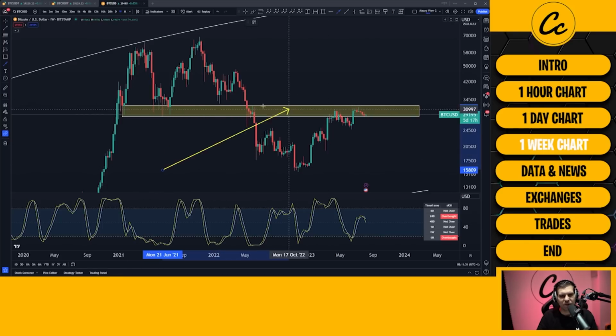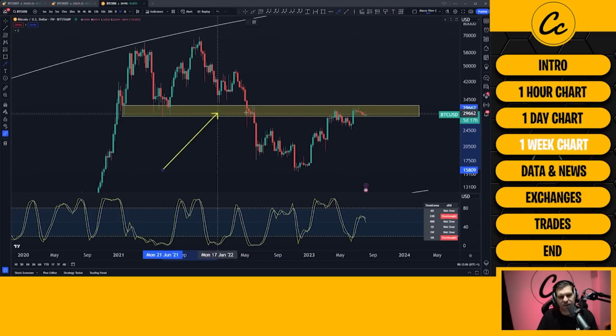Now, usually this area of demand turns into an area of supply. So you can see here, it became an area of supply and then married on down. We're back up in this area. The last time we were here, it became an area of supply. And right now, it's also becoming an area of supply, right?